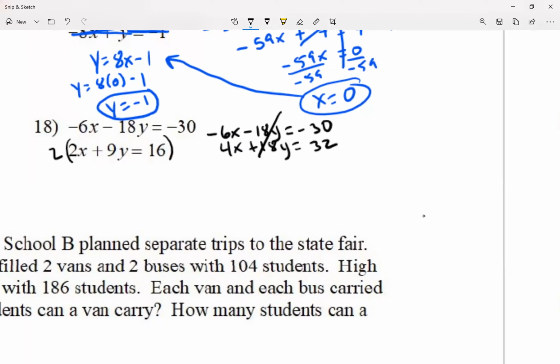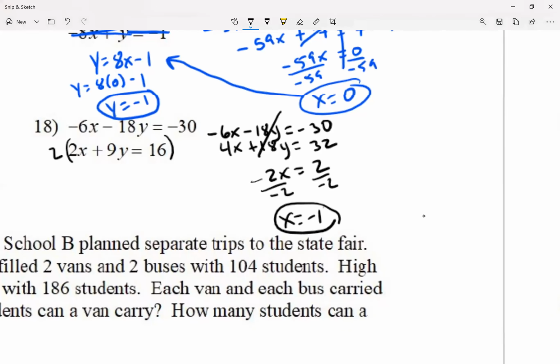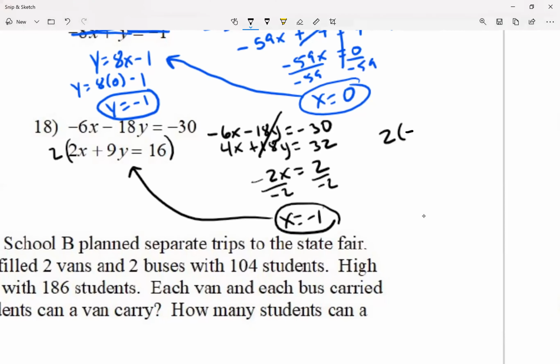Again, I wanted to cancel one letter. I wanted to eliminate the y's. So I have that negative 2x is equal to 2. Divide both sides by the number in front of the x. X equals negative 1. Cool, I have one value. Now let me use this equation before I multiplied. So it's 2x plus 9y equals 16. For space purposes, let me use this right here.